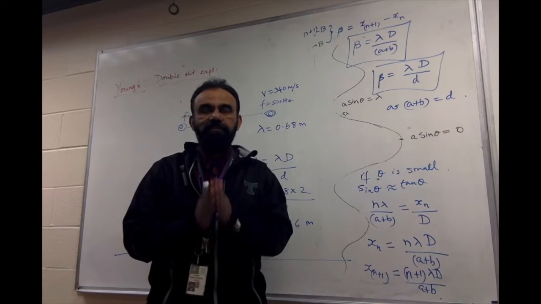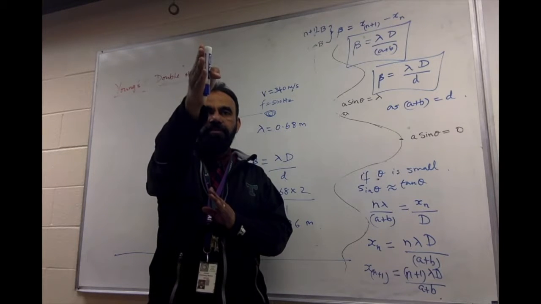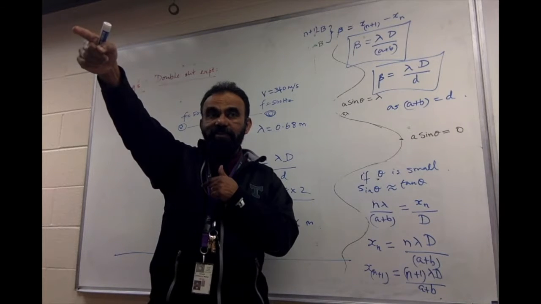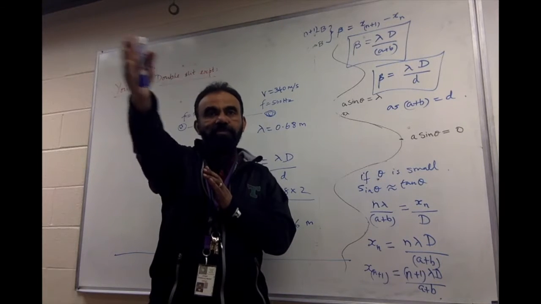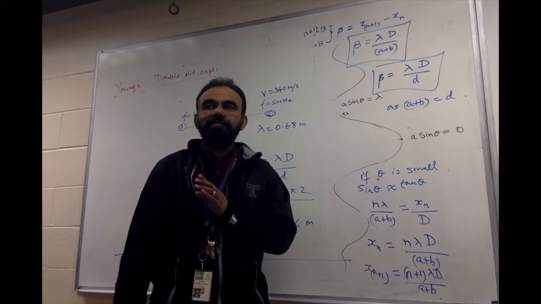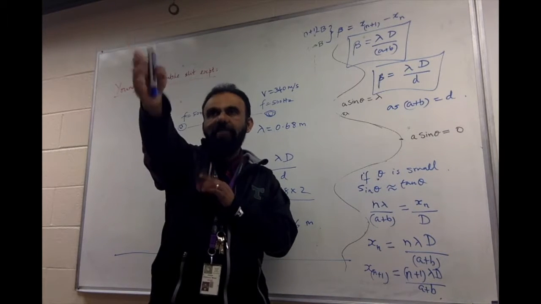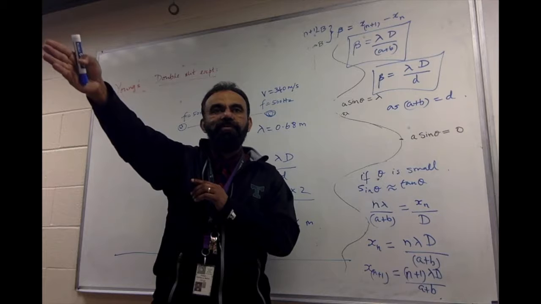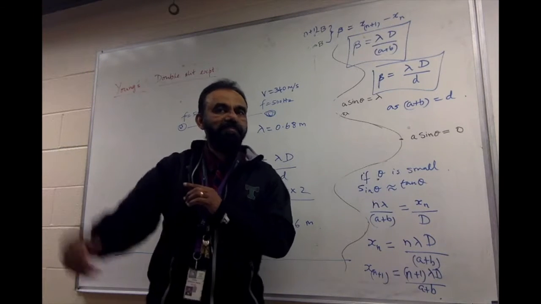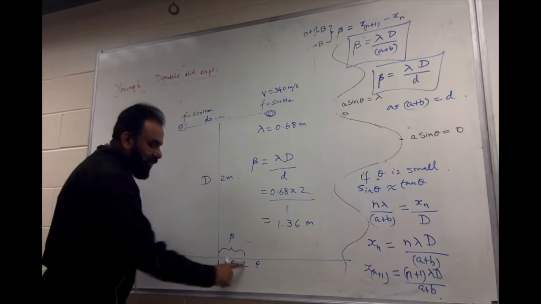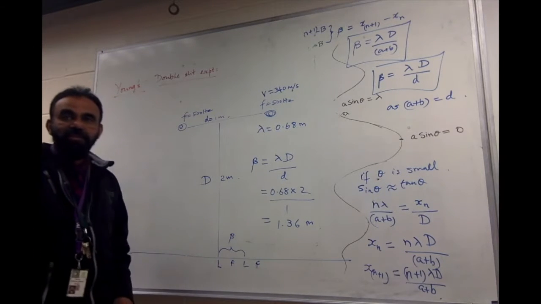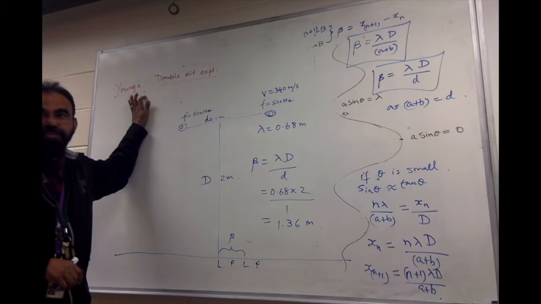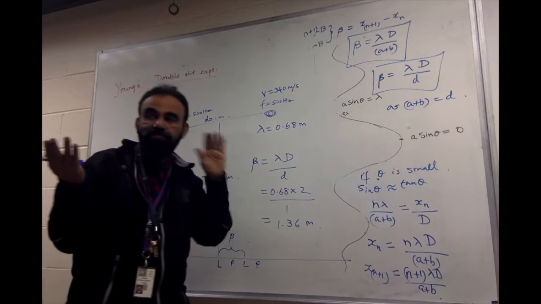If I'm standing right in the middle, it will be loud. You go 1.36 meters, it will be the next loud. That means if I go halfway, what is halfway of 1.36? 0.68. So if I go 0.68, it will be literally no sound. Again 0.68, it will be loud. 0.68, no sound. So loud, no sound. So this gap is 1.36 meters. What you hear is pretty much Young's interference pattern, but not light. It will be in the form of sound. Make sense?